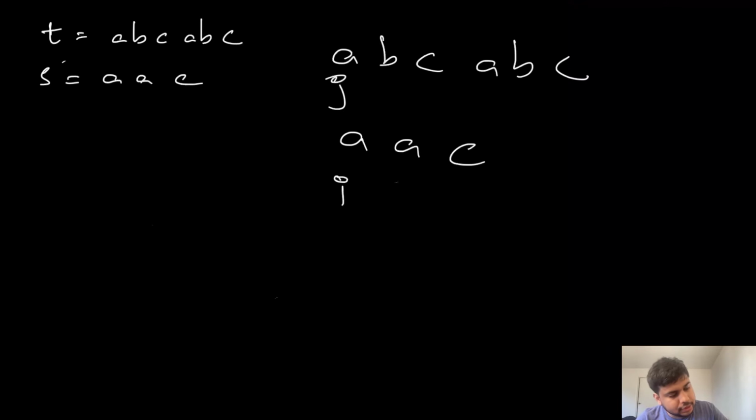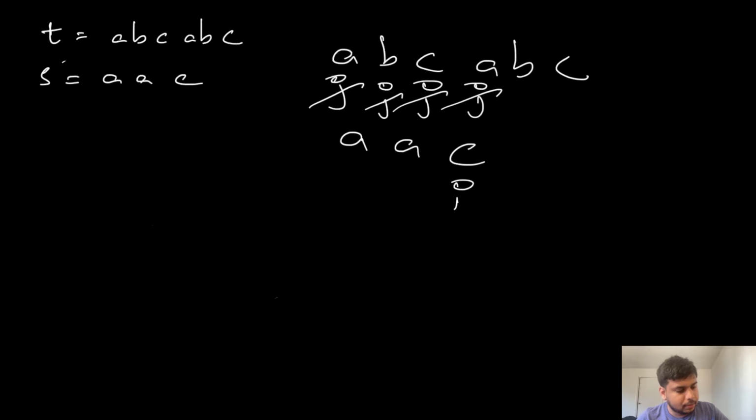They're matching. As soon as there's a match, move i, and j keeps moving. A and B don't match, keep moving j. C and A don't match, keep moving j. A and A match, so as soon as there is a match, you move your i. Keep moving. B and C don't match, keep moving. C and C match, so i moves to the end.